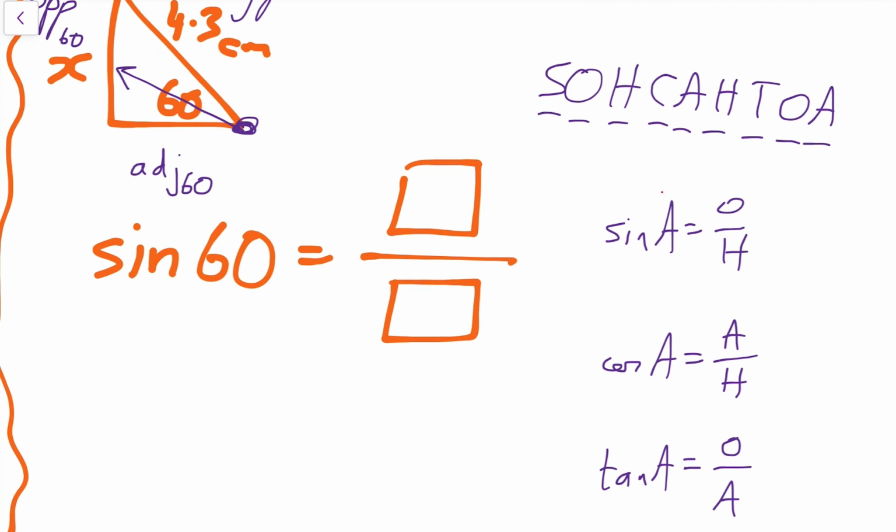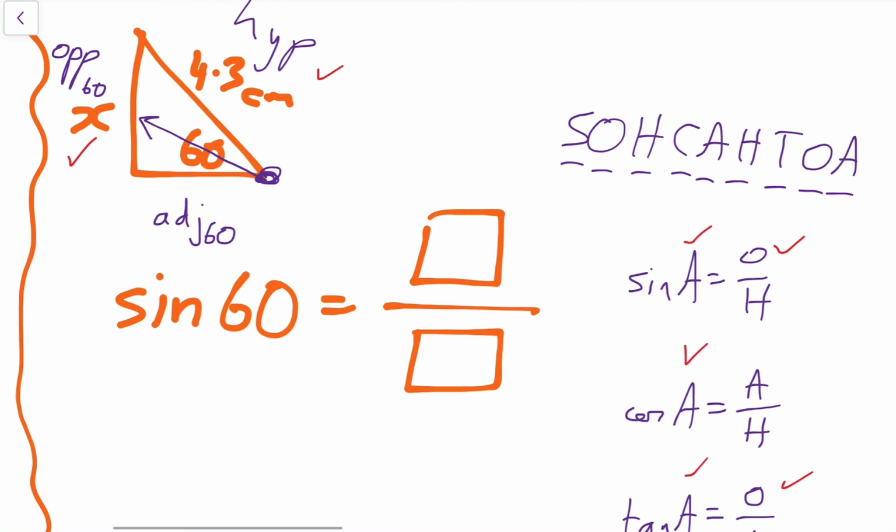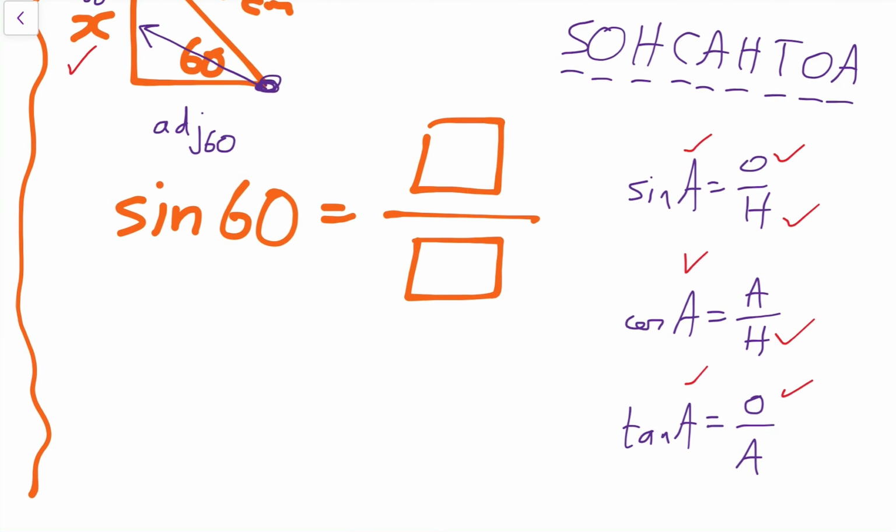Do I know an angle? Yes, I do. 60-degree angle. That's perfect to know that. Do I know the opposite? Well, don't know it, but I want to know it. So I'll give that a tick, yeah. Do I know the hypotenuse? Yes, I do. So I'll give the hypotenuse a tick. And do I know the adjacent? Well, not at the moment, and I don't particularly need it right now, so I'm giving that an X.